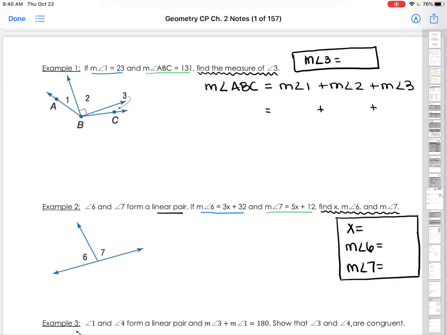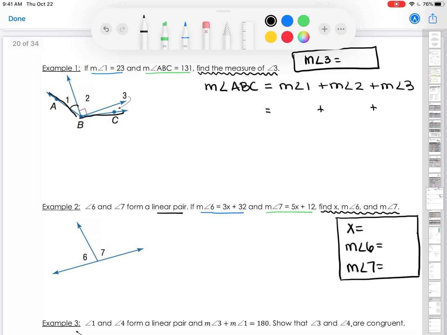Example 1. So if the measure of angle 1 is 23 and the measure of angle ABC is 131, we want to find the measure of angle 3. So if I take a look at this picture, the largest angle I see here is angle ABC. And it looks like if I were to add angle 1 plus angle 2 plus angle 3, then I am going to get that entire angle. So that's what I have here, that the measure of angle ABC equals the measure of angle 1 plus the measure of angle 2 plus the measure of angle 3.